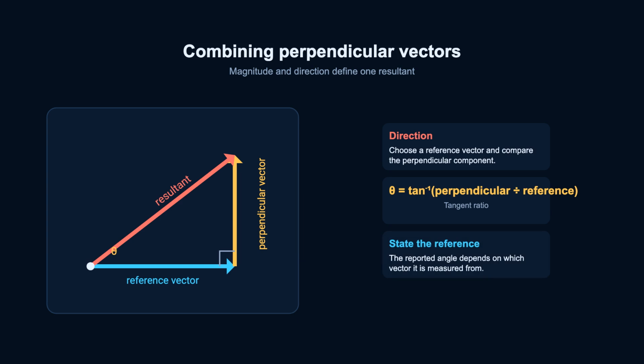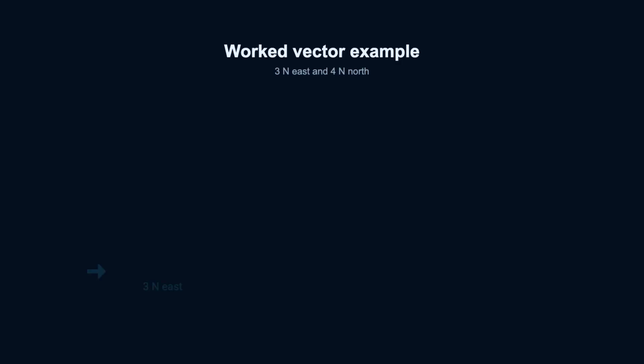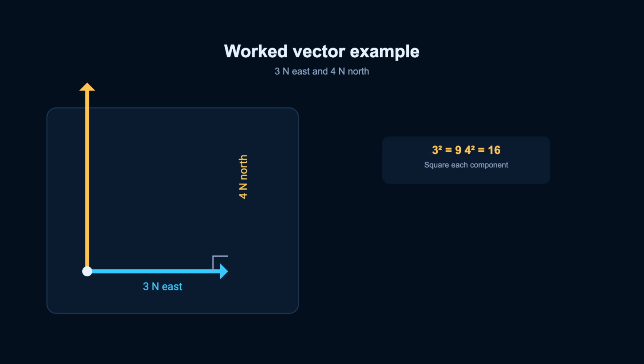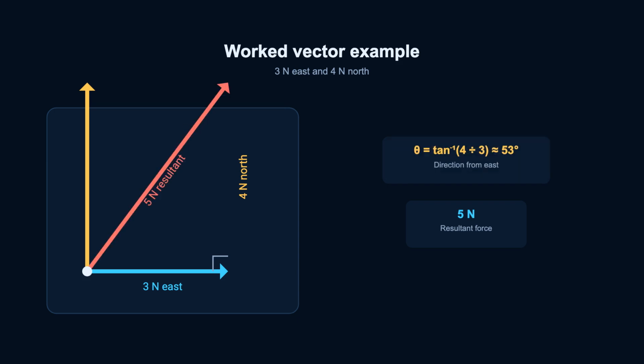Try it with a 3 Newton force pulling east and a 4 Newton force pulling north on the same object. Square each one, 9 and 16, add to get 25, then take the square root. 5 newtons is the resultant. The inverse tangent of 4 divided by 3 gives about 53 degrees from the 3 Newton force.